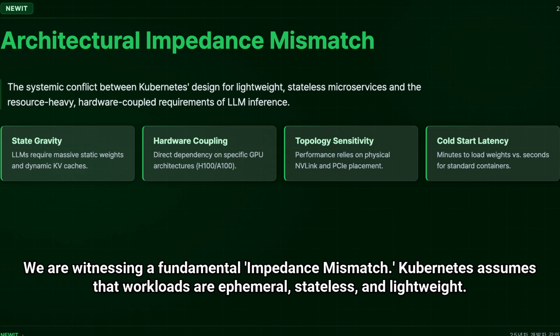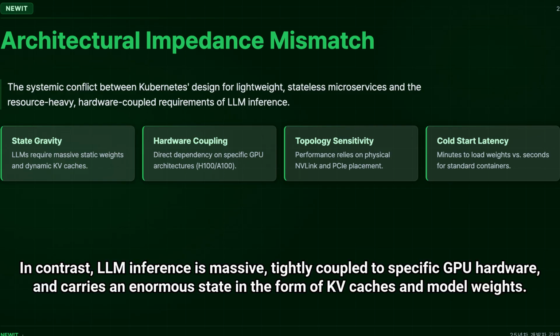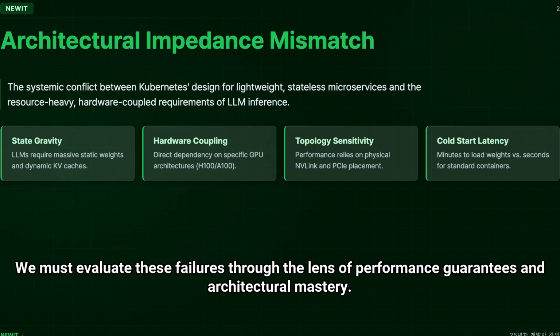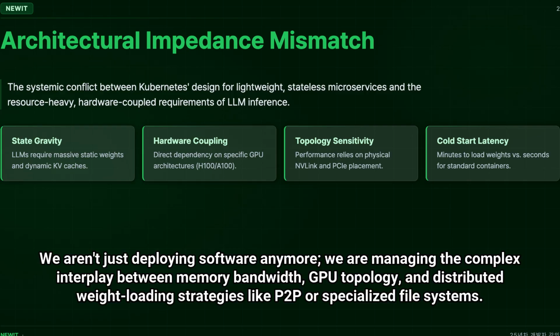Kubernetes assumes that workloads are ephemeral, stateless, and lightweight. In contrast, LLM inference is massive, tightly coupled to specific GPU hardware, and carries an enormous state in the form of KV caches and model weights. From the perspective of high-level systems design, this creates a resource gravity that traditional schedulers cannot calculate. We must evaluate these failures through the lens of performance guarantees and architectural mastery. We aren't just deploying software anymore.